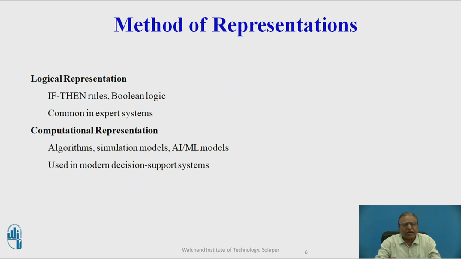Next is logical representation. Here if-then rules and Boolean logic, common in expert systems, are applied. Next is computational representation. Here algorithms, simulation models, and AI/ML models are used, and they are also used in modern decision support systems.